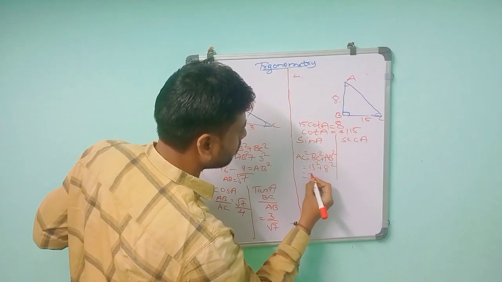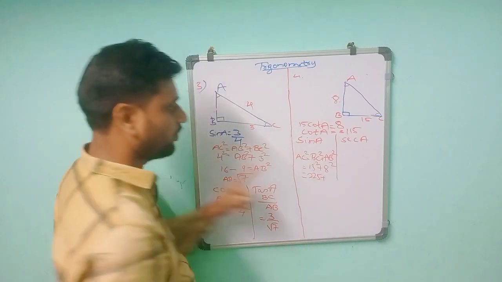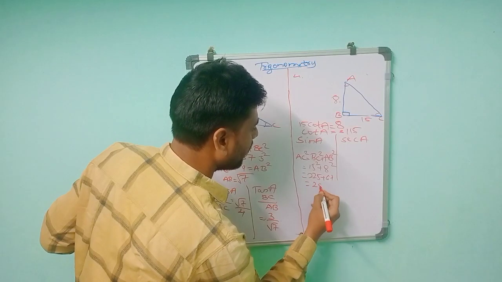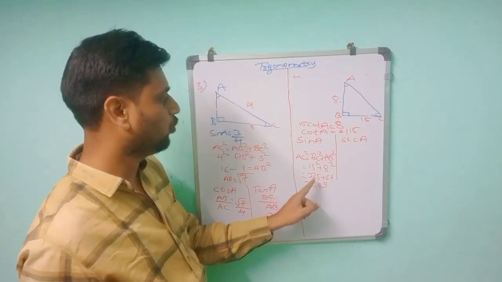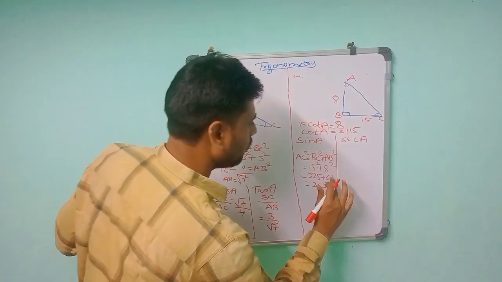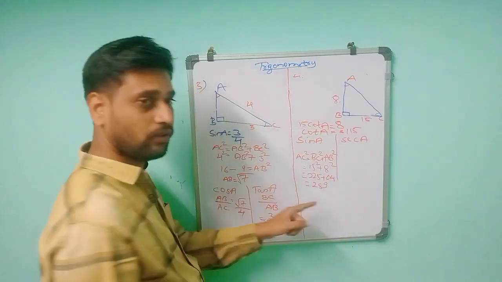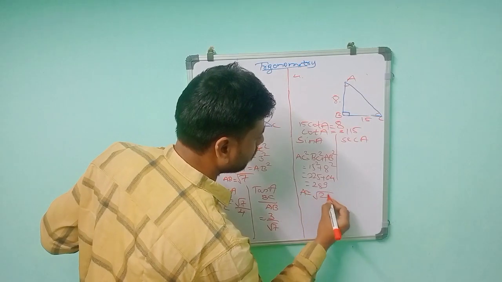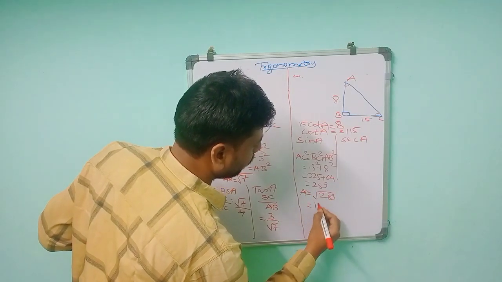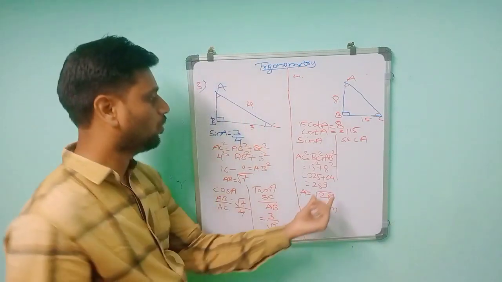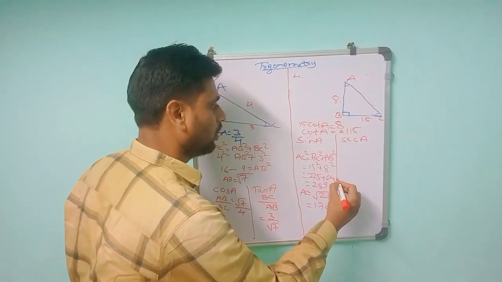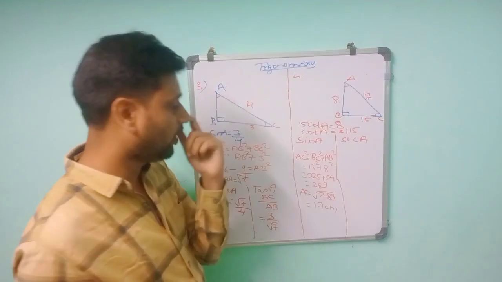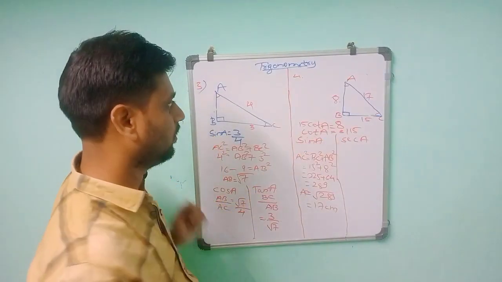15 square is 225, and 8 square is 64. So 225 plus 64 is 289. So AC is equal to root of 289, which is 17 centimeter. So you find out this side. If you know the three sides, then you can write the other trigonometric ratios.